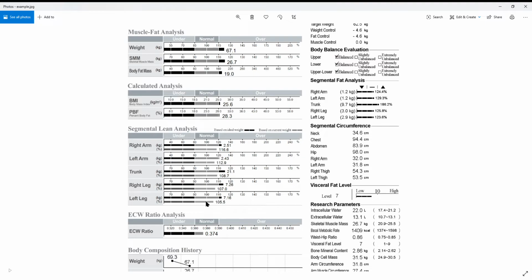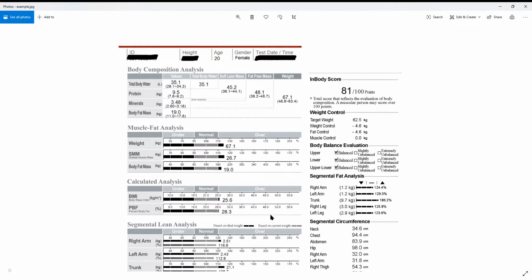The segmental lean analysis is a good way of checking for two things: muscular balance throughout the body and also making sure we have enough muscle per limb. Here we see a good balance of muscle through this person.